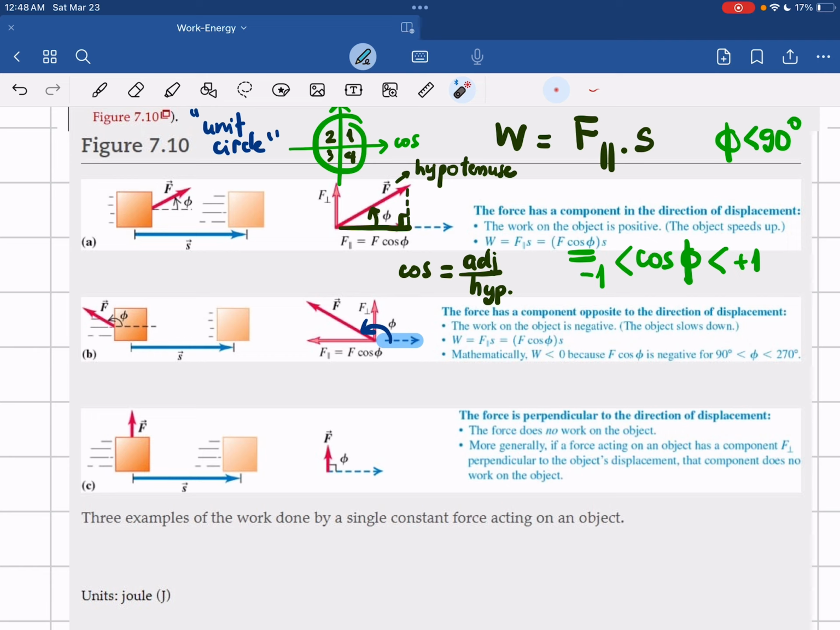It means that, okay, I'm also doing some work. I'm the force, I'm doing some work, but I'm just against the motion. I'm not helpful at all. So there should be some negative sign to show that I'm not helpful.